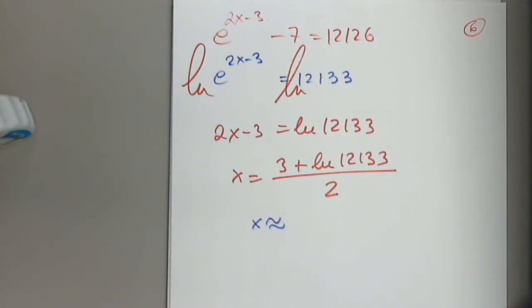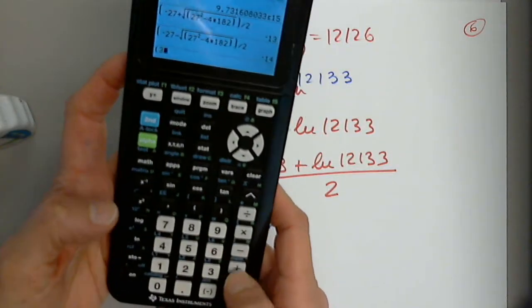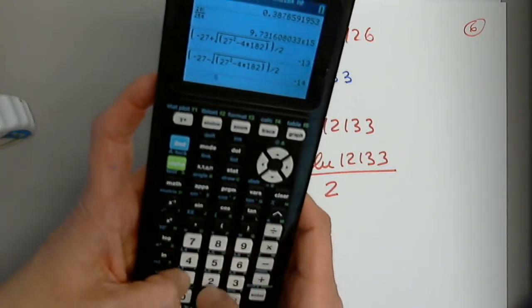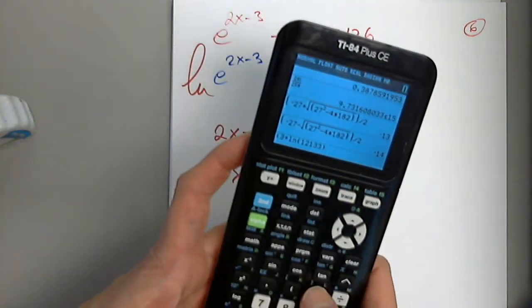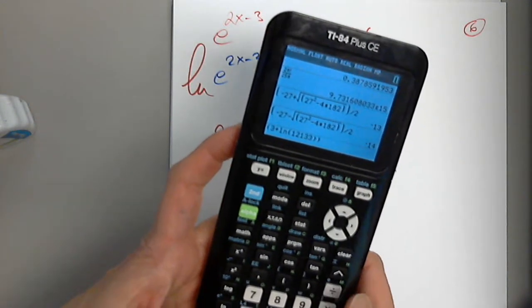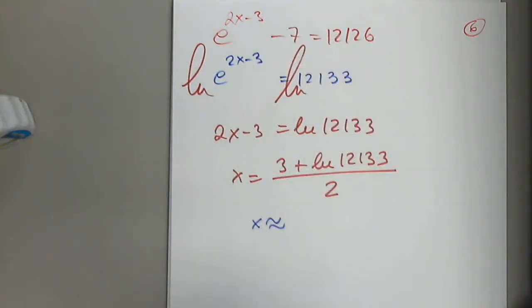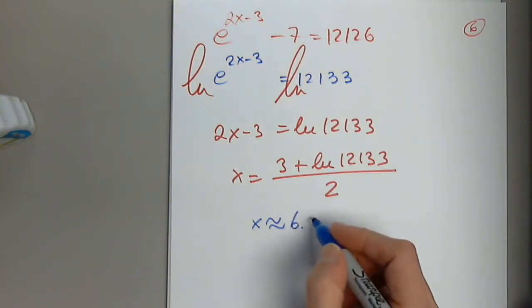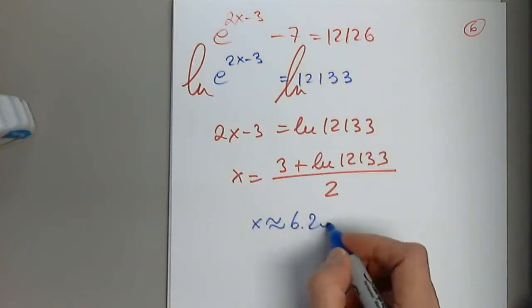Now, if the problem is asking us to approximate, then I will say x approximately, and I'll put it in my calculator. Don't forget parentheses around the top. Very good question. Thank you. Natural log 12133. Close the parenthesis for natural log. Close the parenthesis for the numerator and divide by 2. Be very careful. 6.20. And yes, you can always go back. What was it, 6.02, correct? No, 20. It was 20.